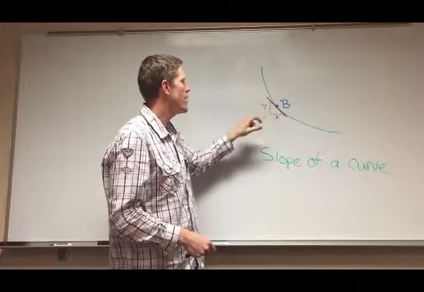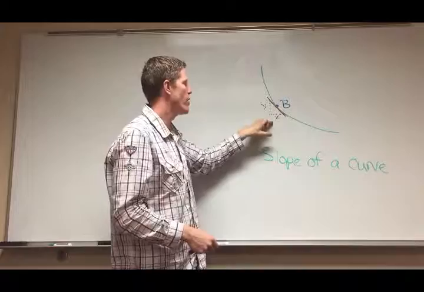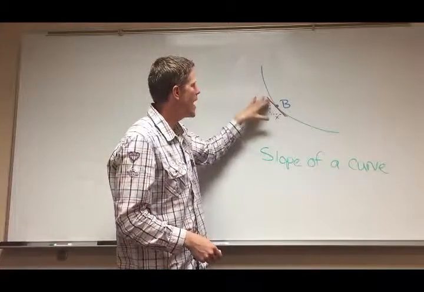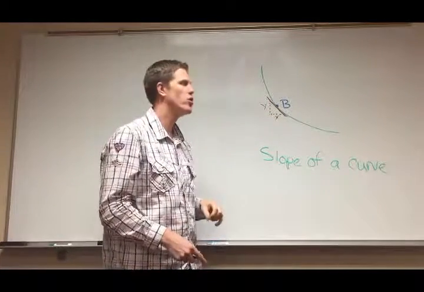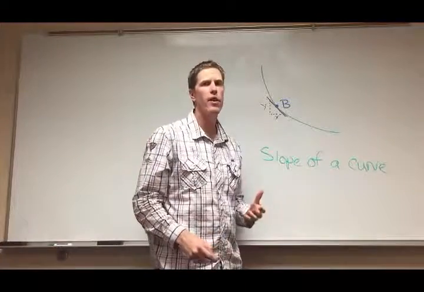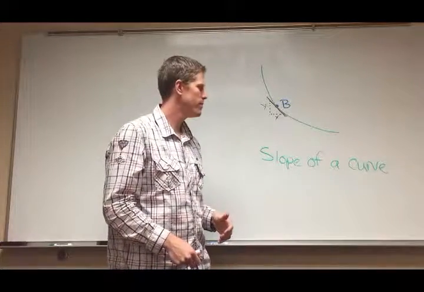So at that point, we have the y over x, the rise over the run. That line is just tangent to the curve. That would give us the slope of that curve.